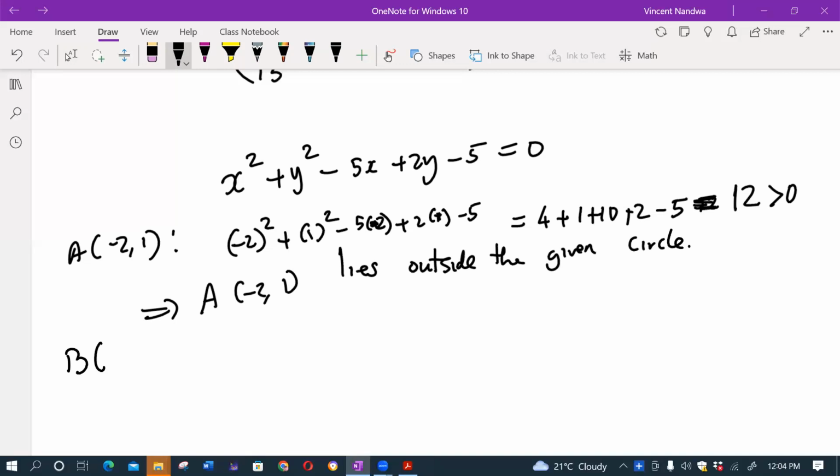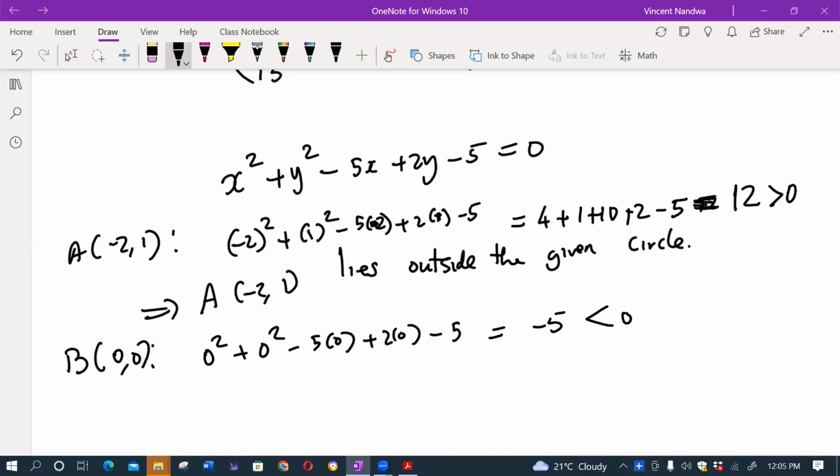Then B, 0, 0. So 0 squared plus 0 squared minus 5 times 0 plus 2 times 0 minus 5 is minus 5, which is less than 0. So this implies B, 0, 0 lies inside the given circle.